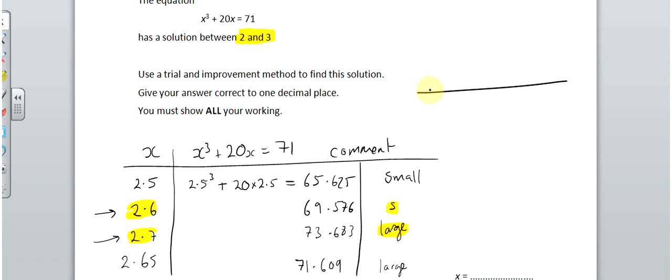You draw yourself a number line and you put 2.6 on it. You put 2.7 on it. And then in the middle, you put 2.65. Now, 2.6 was too small, 2.7 was too large, and 2.65 was too large. And what that's telling us is that the answer is somewhere in this gap here, because this gap is the gap between the too small and the too large. So the closest one of these to the answer is 2.6. So 2.6, and that's our final mark identifying the correct one.